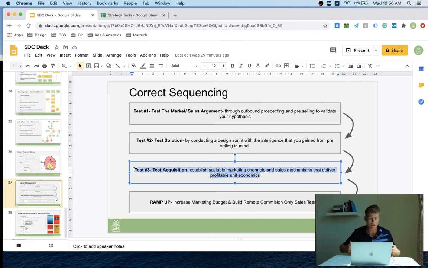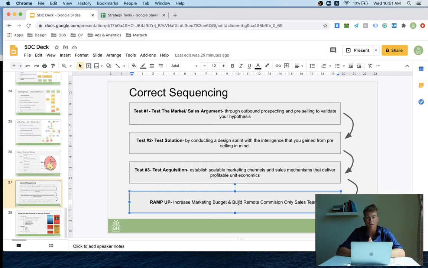This is where you can turn up the marketing budgets and really increase your user base. If you have a funnel that involves a person selling, then at this point it can be a good idea to build a remote sales team as well. This is something that I can help do through my program.